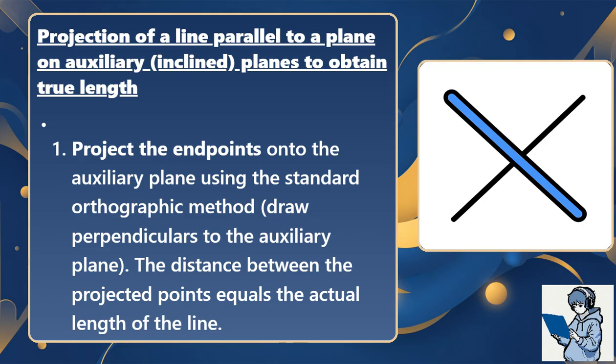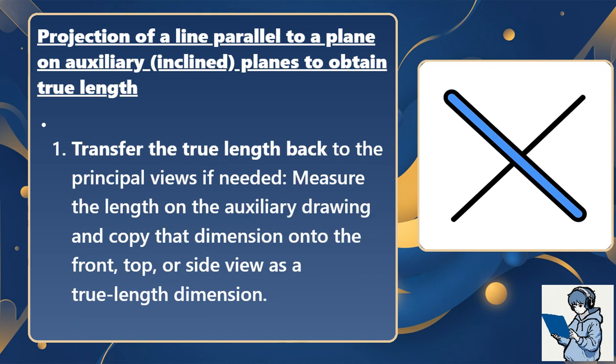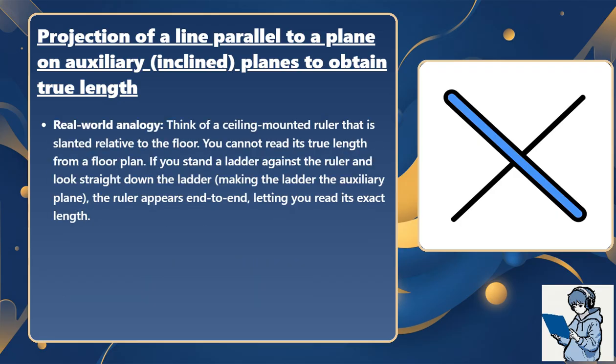Draw perpendiculars to the auxiliary plane. The distance between the projected points equals the actual length of the line. Transfer the true length back to the principal views if needed. Measure the length on the auxiliary drawing and copy that dimension onto the front, top, or side view as a true length dimension.